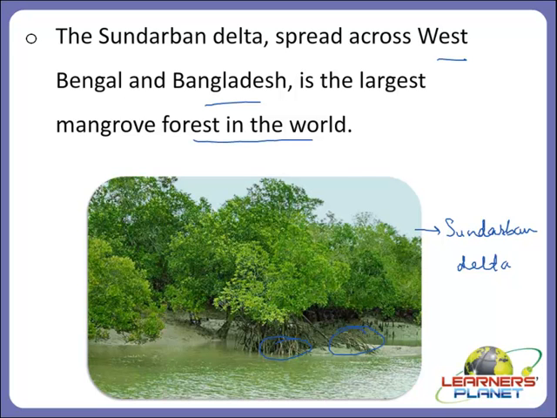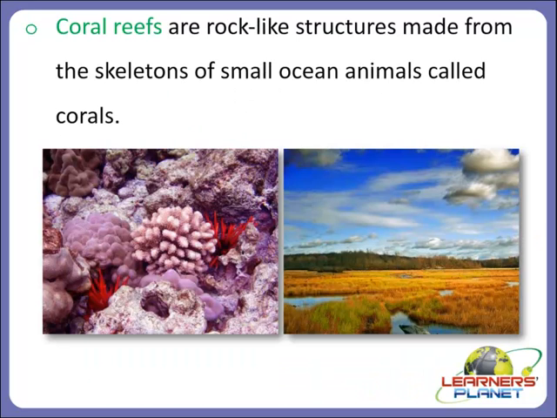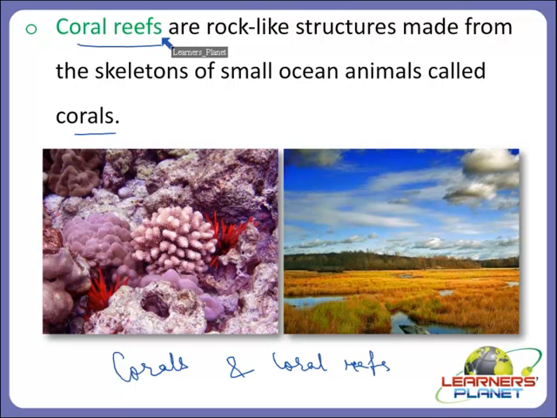There are other rock-like structures too, which are found in the coastal habitat. Let us have a look at it. Yes, coral reefs. Coral reefs are rock-like structures made from the skeletons of small ocean animals called corals. This is a beautiful picture of corals and coral reefs.